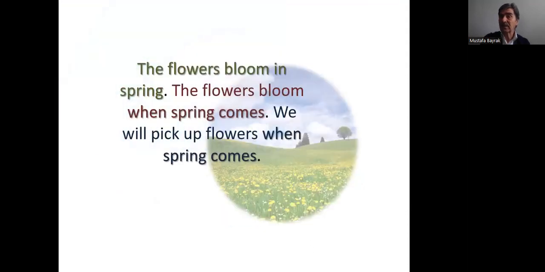Yes, what happens when spring comes? The flowers bloom in spring, or the flowers bloom when spring comes. But specifically, we will pick up flowers when spring comes. Present, but in the last one, simple future. We will pick up flowers, or we shall pick up flowers when spring comes. Simple future in the main clause and present in the when clause. But the flower blooms when spring comes: present in the main clause, simple present in the when clause. Okay.